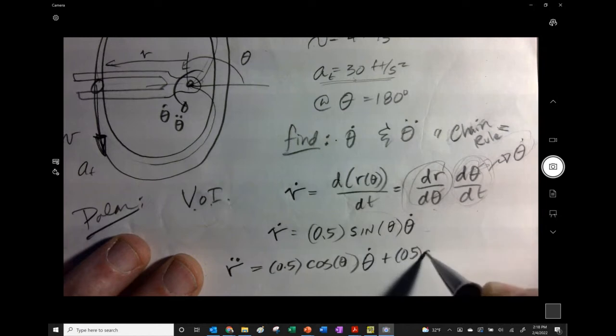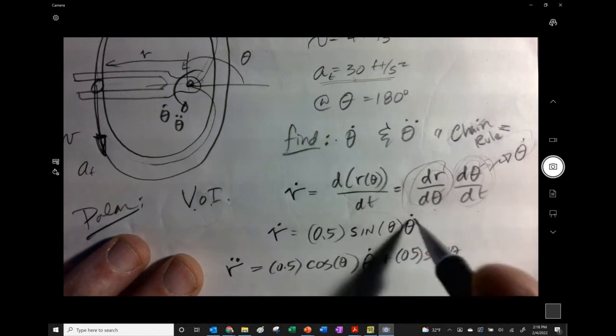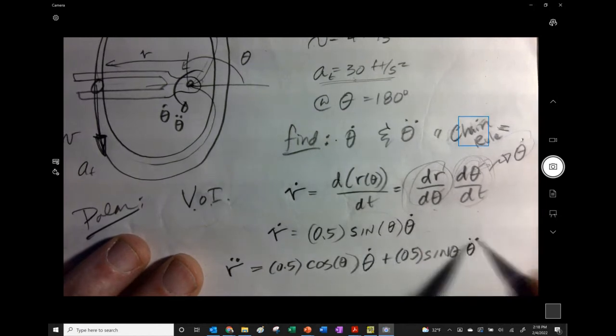So we did take the derivative of this times the original, and then we do the original times the derivative of that, which is theta double dot.